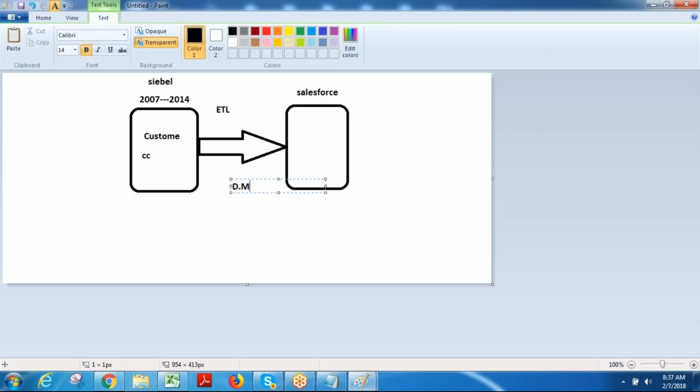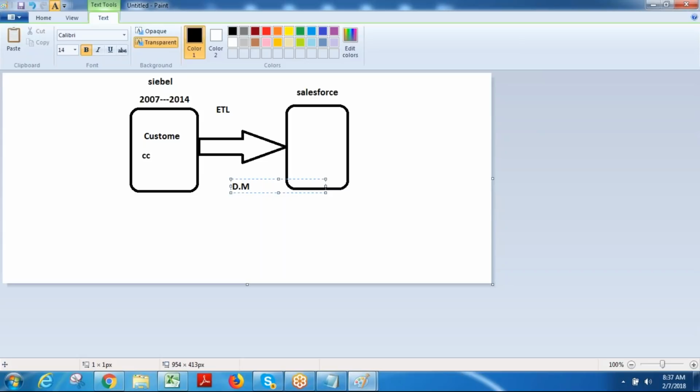So your ETL is applicable not only in building the data warehouse, it is also applicable for moving the data from your old transactional legacy systems into the Salesforce application. Basically, this is an inbound process, whatever you call. So this way also you can use it.